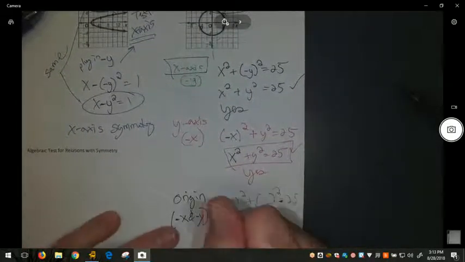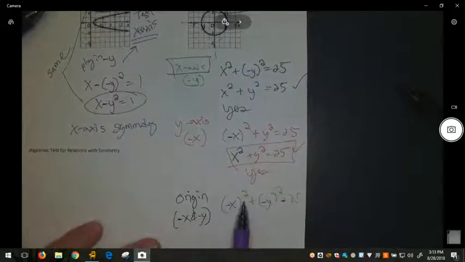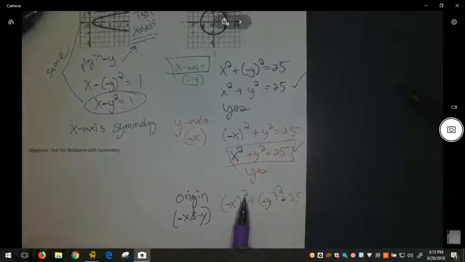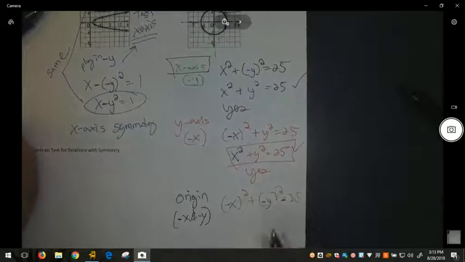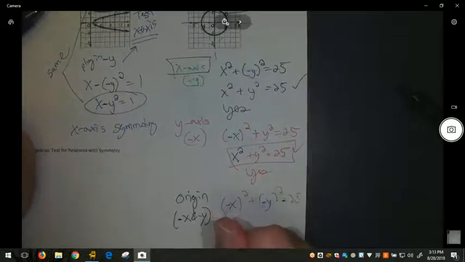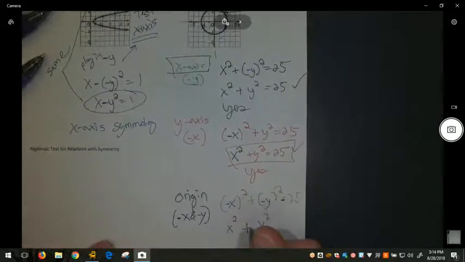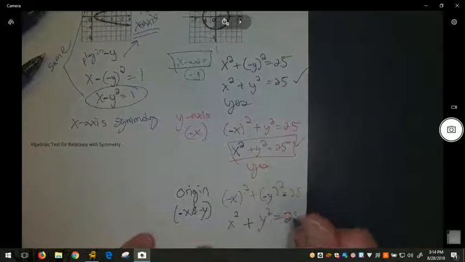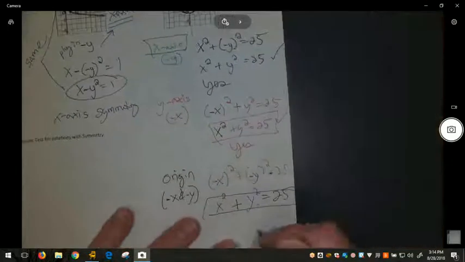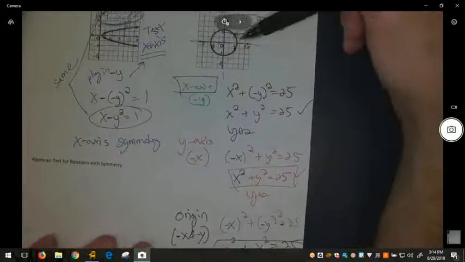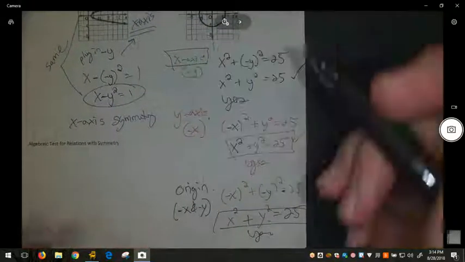When I plug in the opposite of x and the opposite of y and square them, now if this were a fourth degree or sixth power exponent, then it would still come out positive, but if it was odd, then it would come out negative. But because it's squared, it comes out positive. An even power, an even number of negative signs, gives us a positive product. So once again, we're back to the original equation. So yes, this circle or this relation has x-axis, y-axis, and origin symmetry.